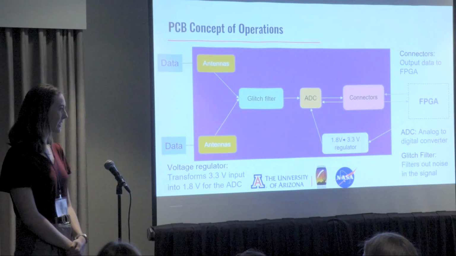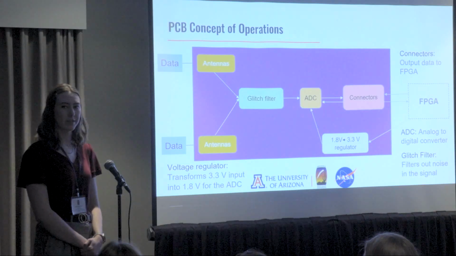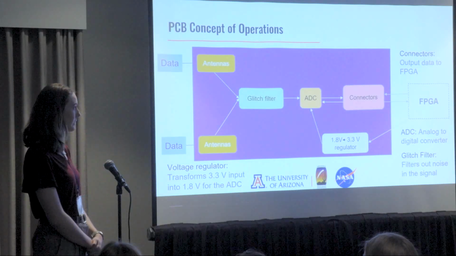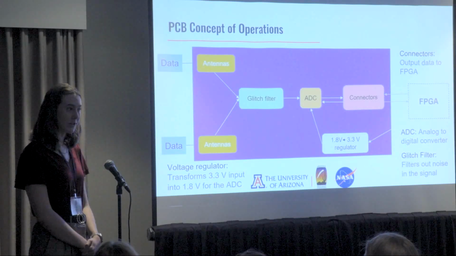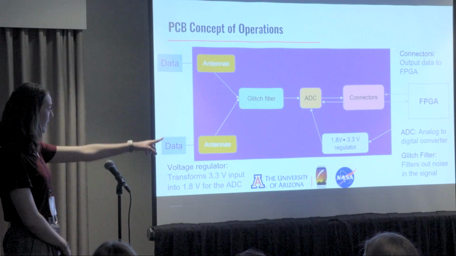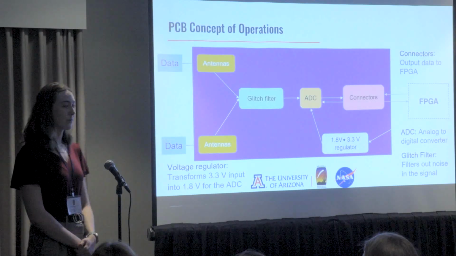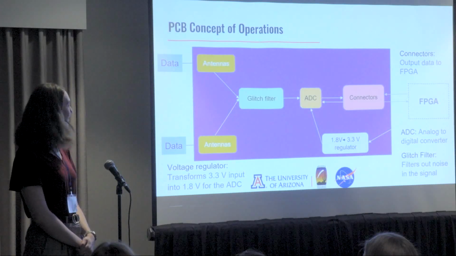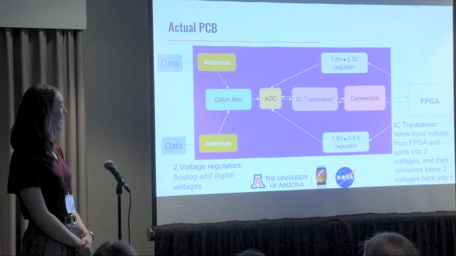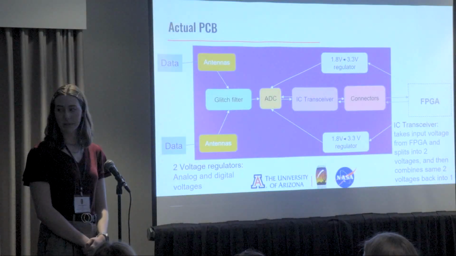Our FPGA essentially acts as a mini computer, so it'll process our data as well as supply power to the rest of our board. If any of you saw Maud's talk, he also spoke about some of the processing that we're going to do. So our FPGA supplies 3.3 volts. That gets sent to a voltage regulator, which bumps it down to 1.8 volts, and that gets sent to our ADC to power it.